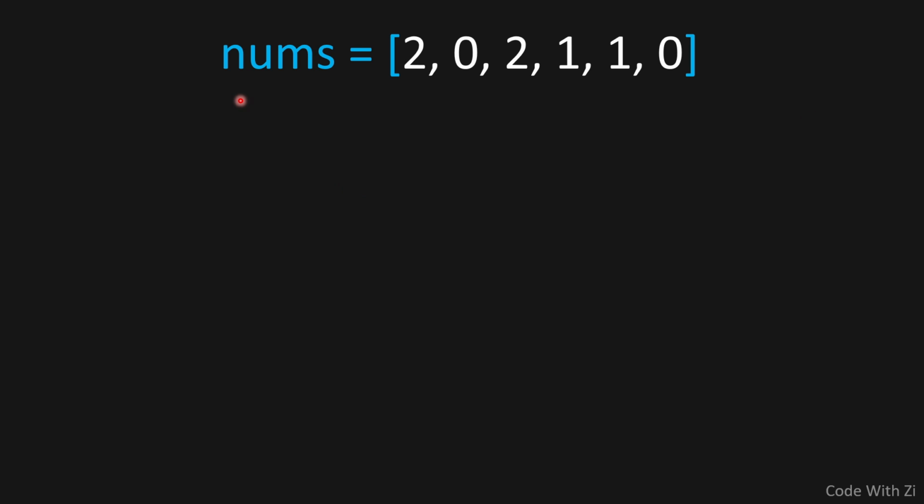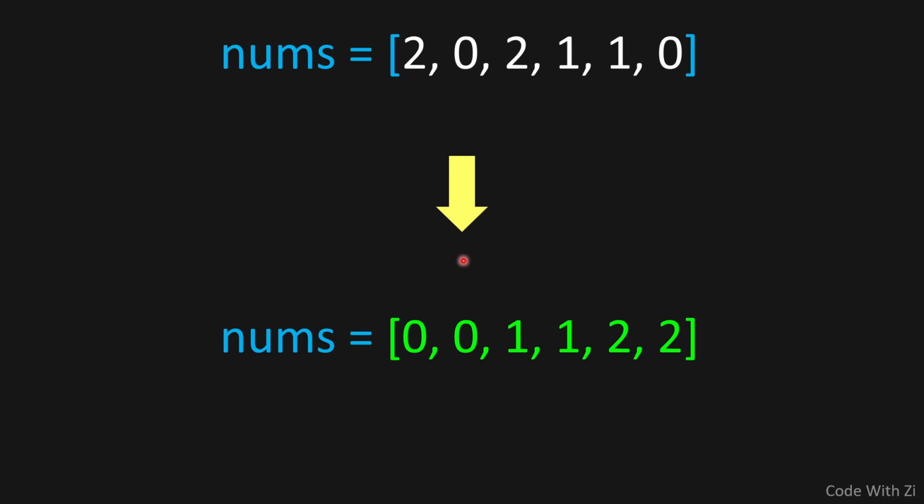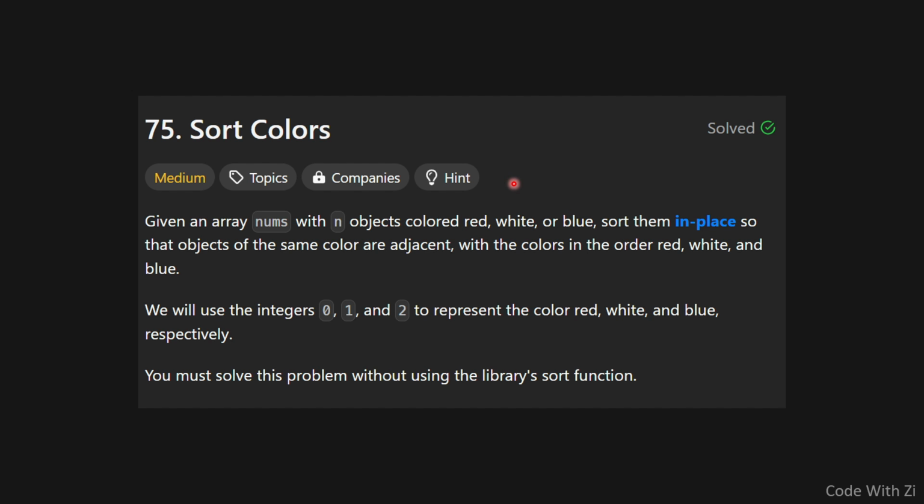In today's video, we gotta go from this array that we have here to this array here. And the only difference is that this array that we have here at the bottom is sorted. Why are we doing this? Because that's what LeetCode 75 Sort Colors is asking us to do.